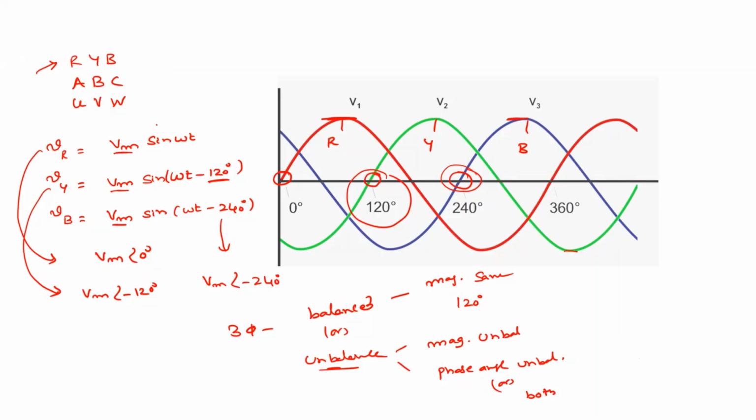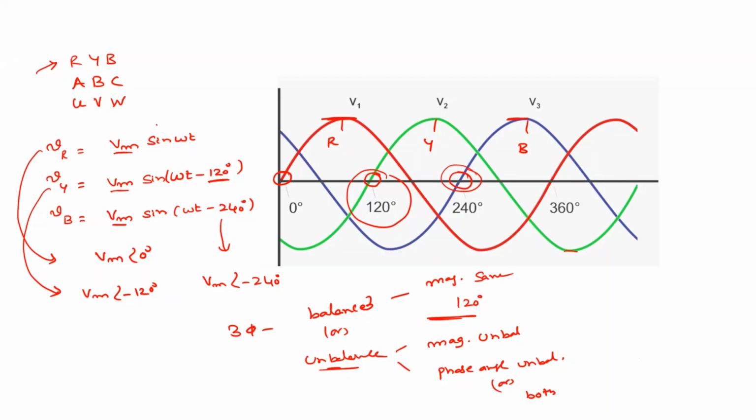So that is balanced. In case of unbalanced, there are two types: magnitude unbalance or phase angle unbalance. In case of magnitude unbalance, there is a deviation in the magnitudes. In case of phase angle unbalance, there is a deviation in the phase angles. Sometimes both will be present. So first we will deal with balanced three-phase supply.